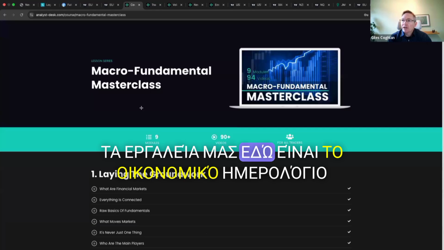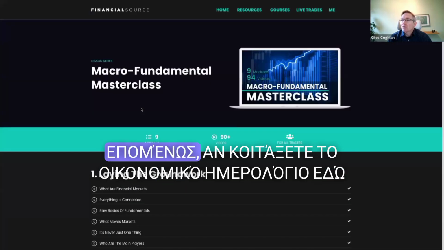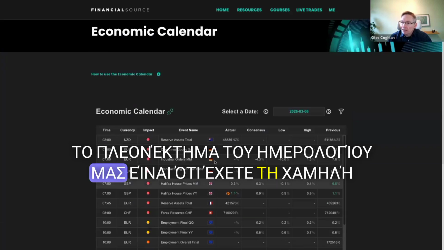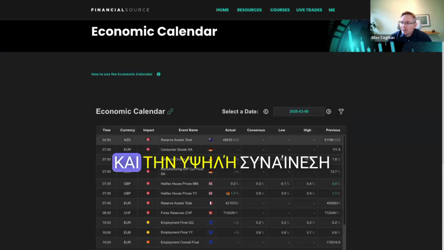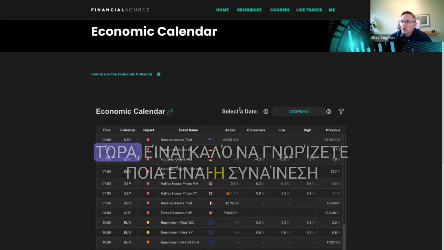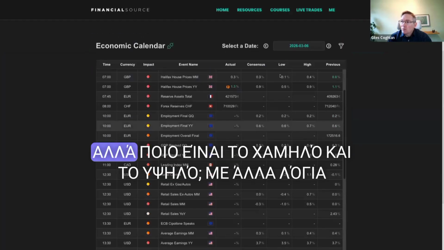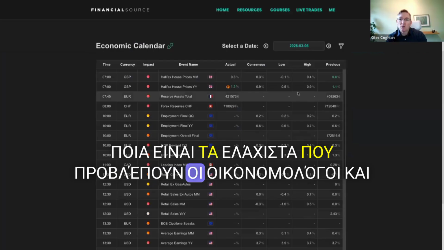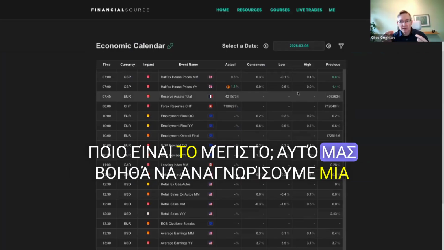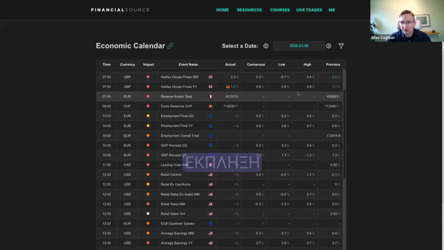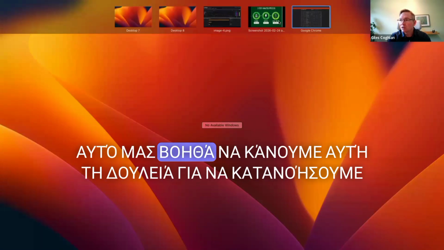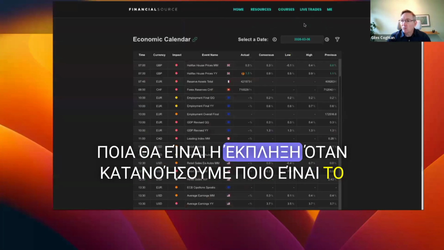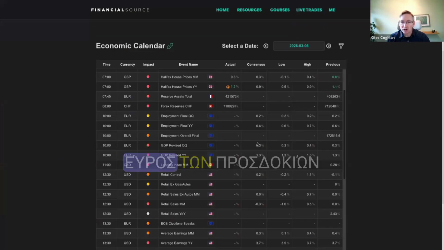Our tools here are the economic calendar. If you look at the economic calendar here, you see the benefit of our calendar is you have the low and the high consensus. Now, it's all very well knowing what the consensus is, but what's the low and the high? In other words, what is the minimum that economists are projecting and what's the maximum? That helps us recognize the surprise, okay? So this helps us understand what the surprise will be when we understand what the range of expectations are.